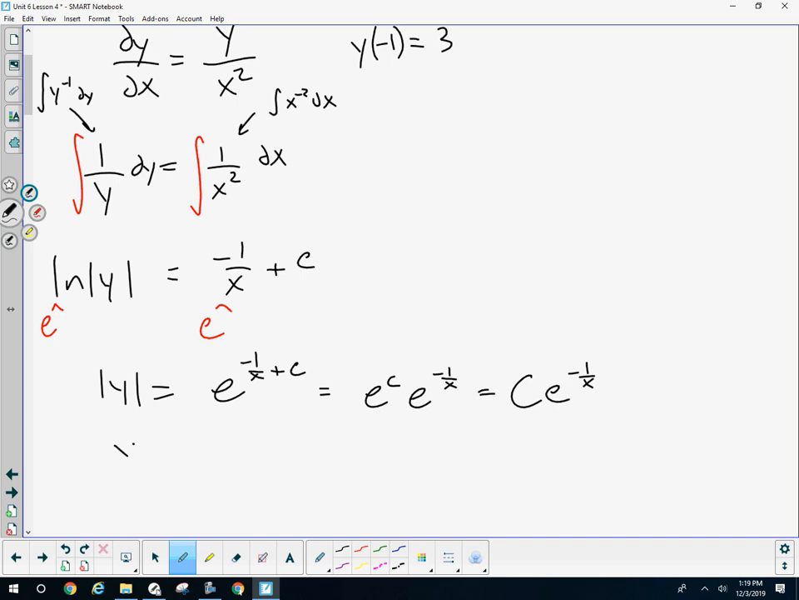Now, to get rid of this absolute value, we would give the right side a plus or minus. However, I don't want the plus or minus, because it wouldn't be a function. But it's okay, because when you're finding C using your initial condition, y of -1 is equal to 3, you actually can just disregard the plus or minus. You don't have to pick the correct one.